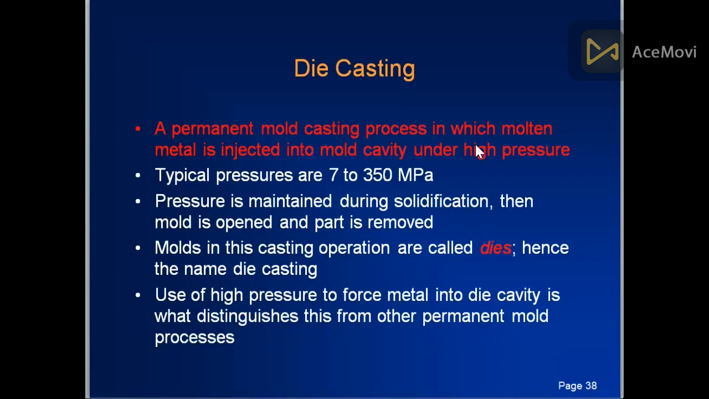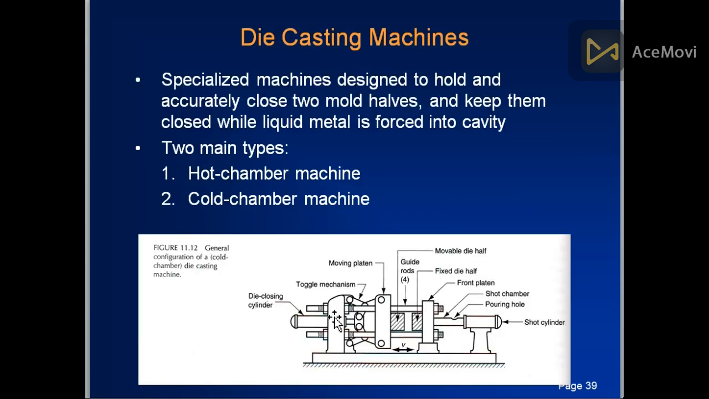Next is die casting, a permanent mold casting process in which molten metal is injected into the mold cavity under high pressure. Typically the pressure ranges from 7 to 350 megapascals. Pressure is maintained during solidification, then the mold is opened and the part is removed. Molds in the casting operation are known as dies, hence the name die casting. The use of high pressure to force metal into the die cavity distinguishes it from other permanent mold processes.